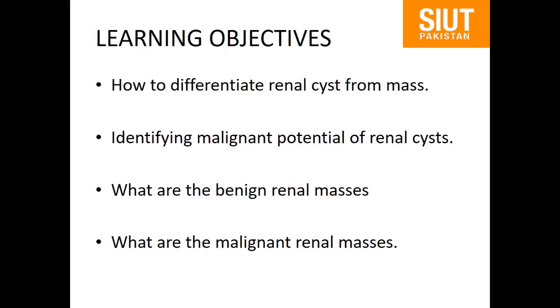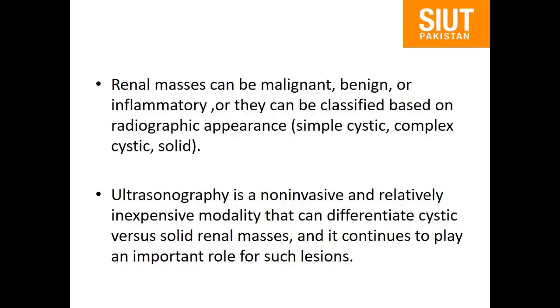So today's learning objectives are to differentiate renal cyst from mass, to identify the malignant potential of the renal cyst, and to know the benign and malignant renal masses. Starting with a brief intro, renal masses can be malignant, benign, or inflammatory, or they can be classified upon radiographic appearance. This includes simple cystic, complex cystic, and solid masses.